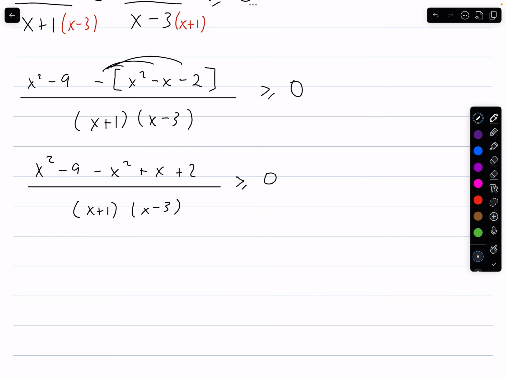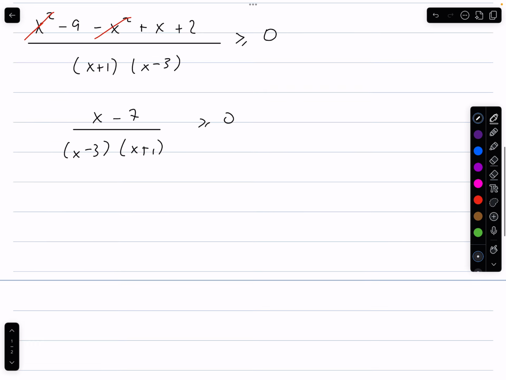So let's group these like terms now and clean it up again. The x squared and x squared and negative x squared are actually going to cancel out. And then at the top, we're just going to have x minus 7 over x minus 3 and x plus 1. Okay. So this is pretty much all we did, we just solved.